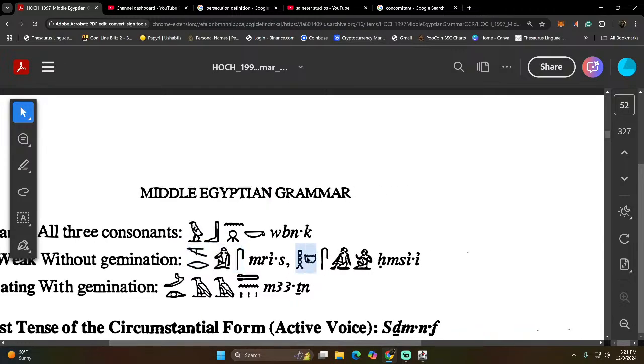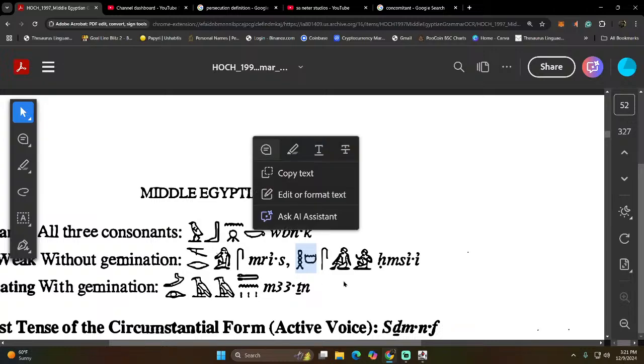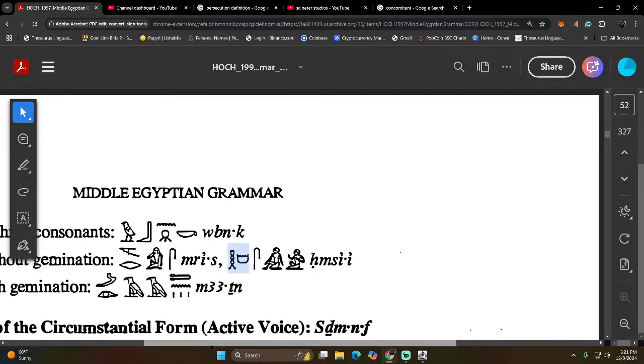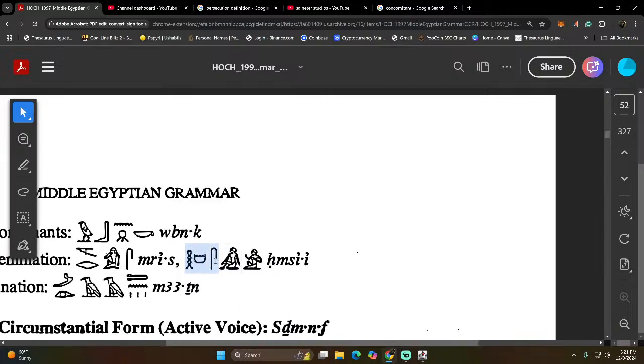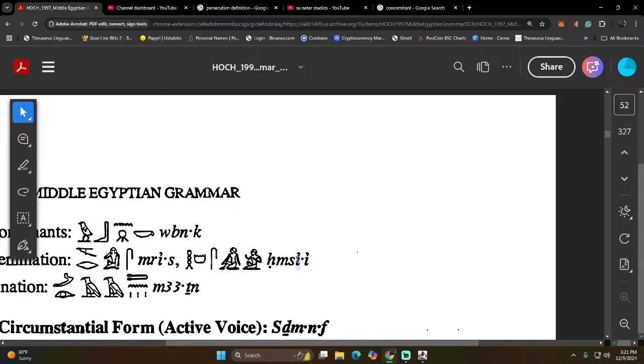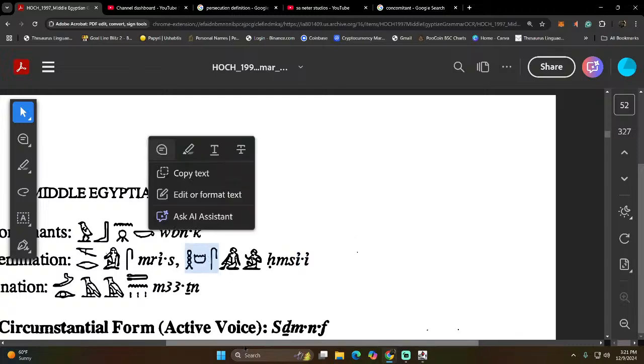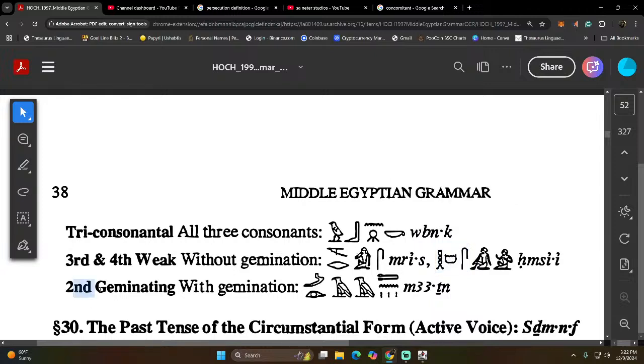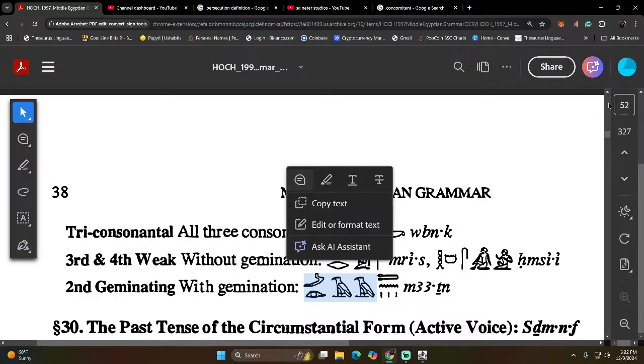And here is something to watch, because he gave us the fourth weak, Himsi. This one has an E after. So Himsi just means to sit. And we see that that I is nowhere to be found in there because the fourth is weak and is gone. But what about the second geminating, with gemination? That means the second consonant is double. So look, ma, and then you see the ah that we're pronouncing is double. Look, two A's. But what case are we observing?